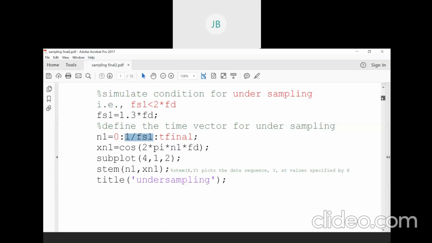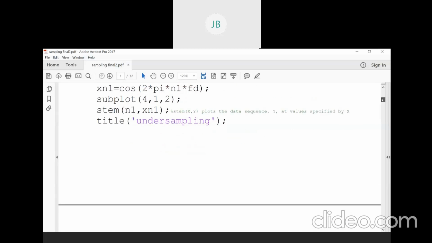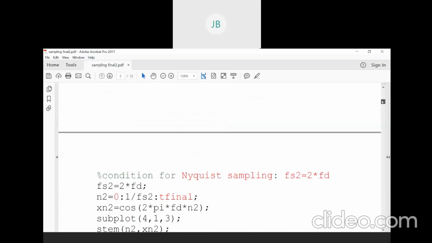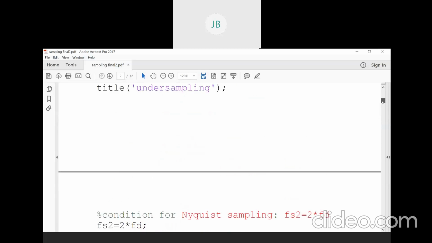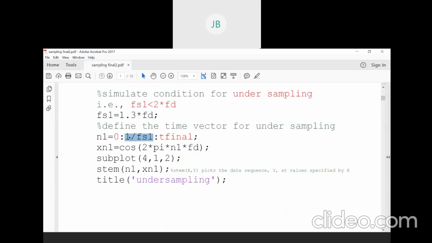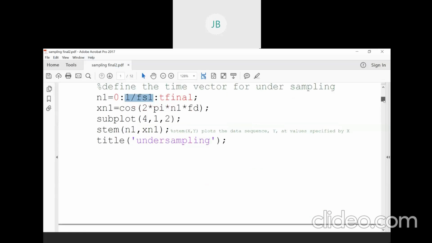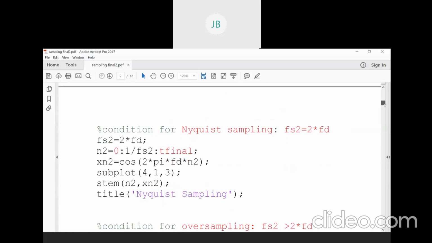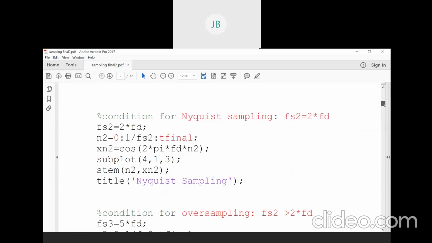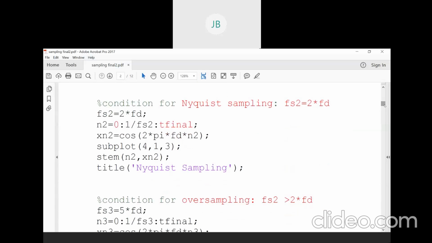That looks like a sampled version. So it is not a continuous variation. We are not capturing every minute amplitude. We will be capturing the amplitudes only at these instants, 1 by fs1, 1 by fs1, and so on. Since fs1 is a lower value than before, I mean it's an undersampling case, so we do not have so many samples.